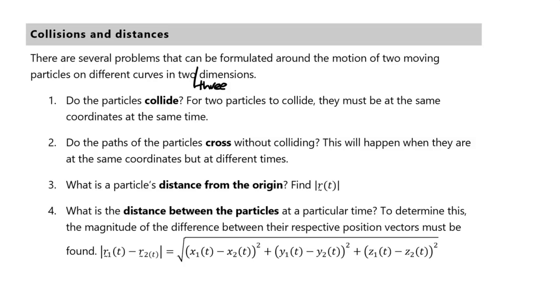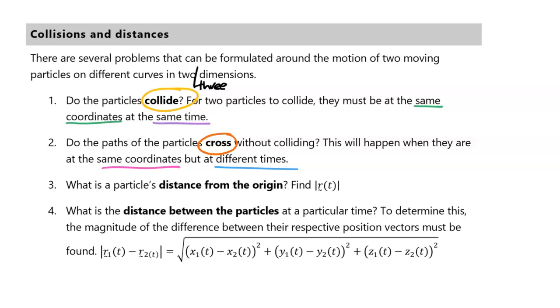Now, in order for them to collide, two things have to happen. They have to have the same coordinates, but not just the same coordinates, they need to have them at the same time. So same coordinates at the same time means that the particles are going to collide. Instead, if they have the same coordinates but at different times, this is when the particles cross. So they're two really common questions. Do the particles collide or do they cross paths?